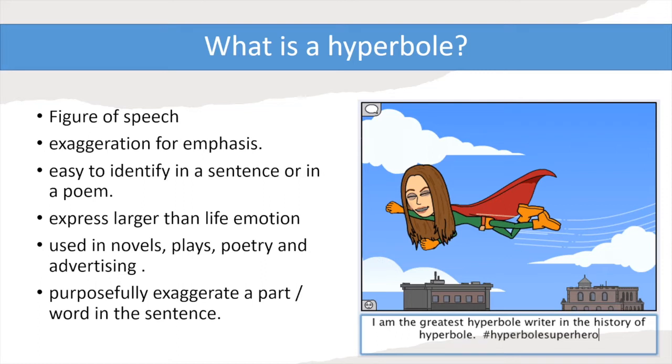Let's have a look at the cartoon as an example. It says over here, "I am the greatest hyperbole writer in the history of hyperbole." By exaggerating "greatest," we know that this is definitely an exaggeration. Let's check out a couple of examples on the next slide.